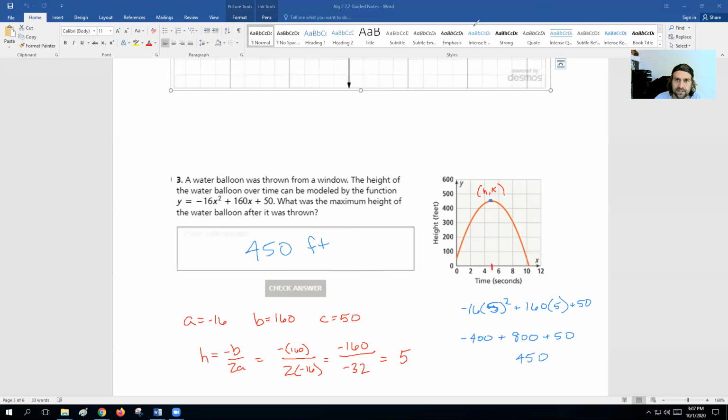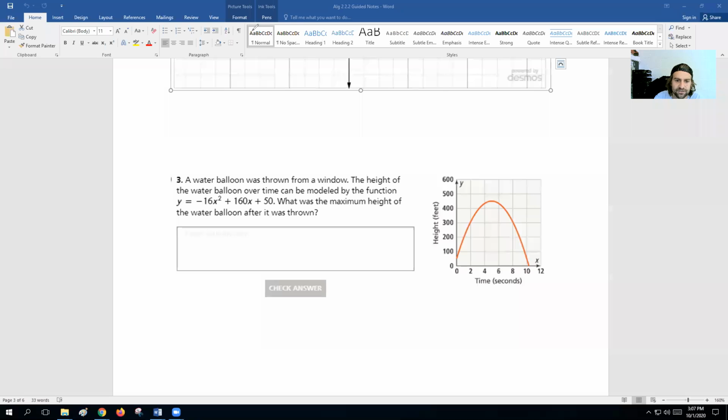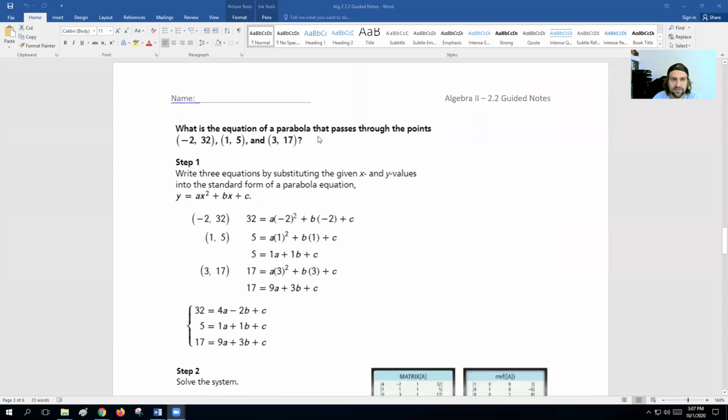Okay, so that's a good way to relate story problems to what we did in the last section. Here is the tough thing that we are going to do. If we ever need to find the equation of the parabola that passes through points, say negative 2, 32, and 1, 5, and 3, 17 in this example, remember each point has an x and a y. We can replace all the x's with the negative 2 and set it equal to a y.